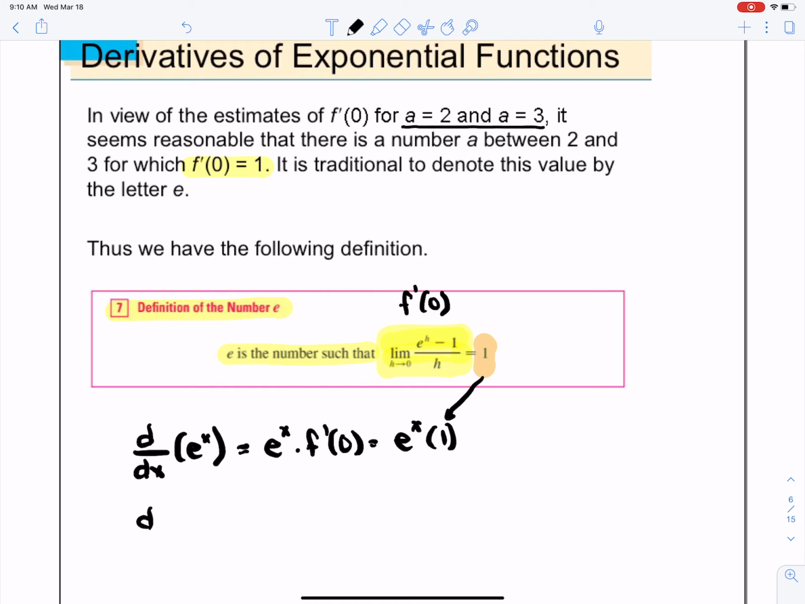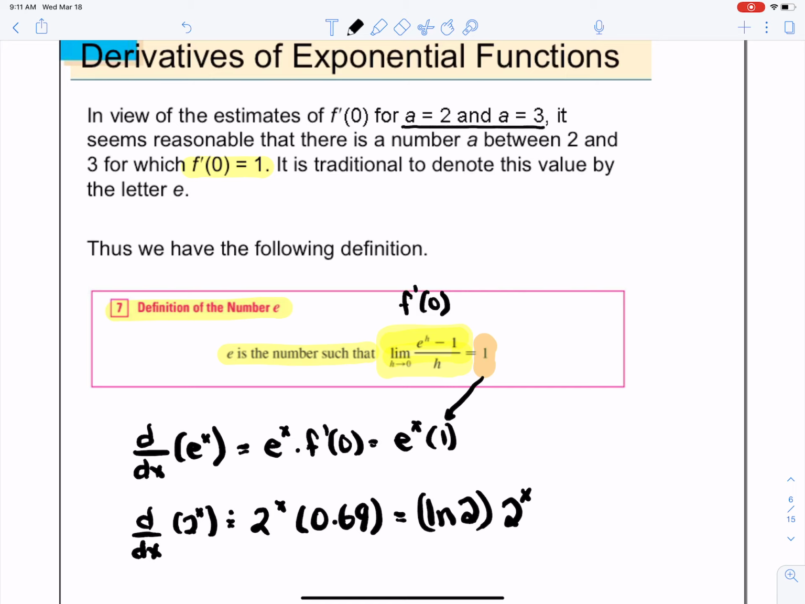But in the other cases, when I had derivative of 2 to the power of x, this is proportional to not e to the x, 2 to the x. So this is proportional to 2 to the x times that value we got as a constant earlier, which was 0.69 approximately. But this is exactly going to be equal to ln of 2 times 2 to the power of x.